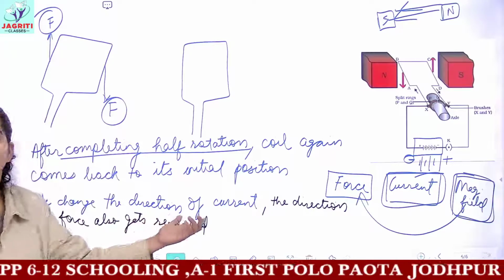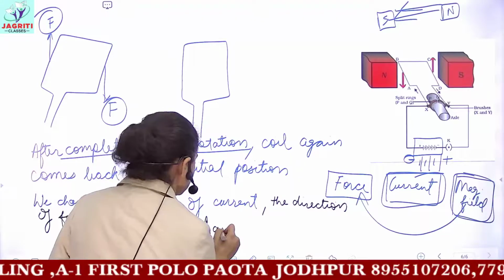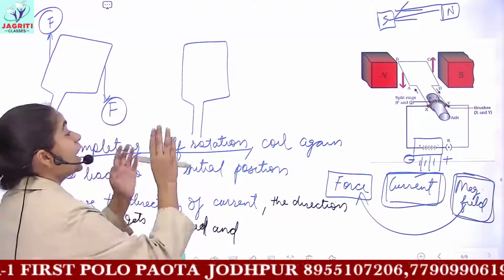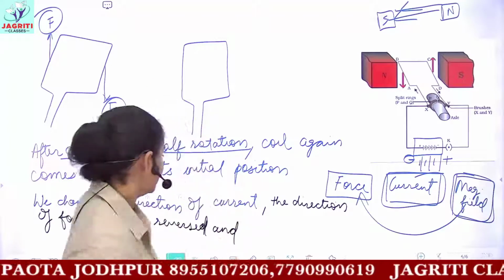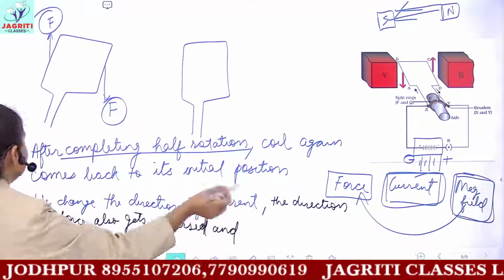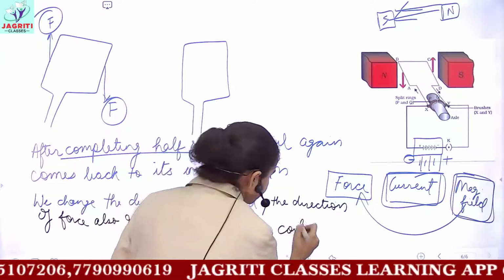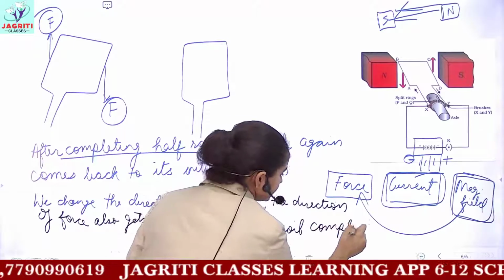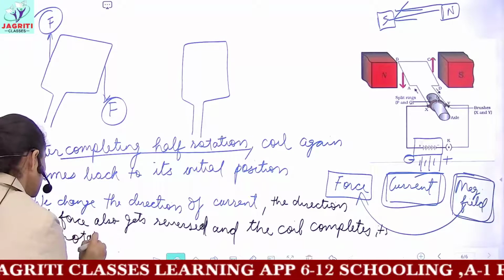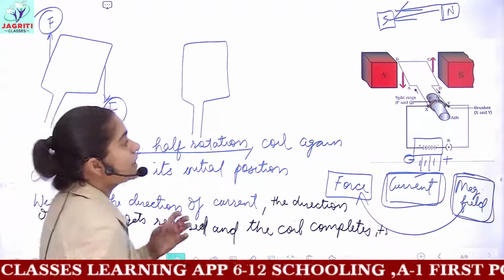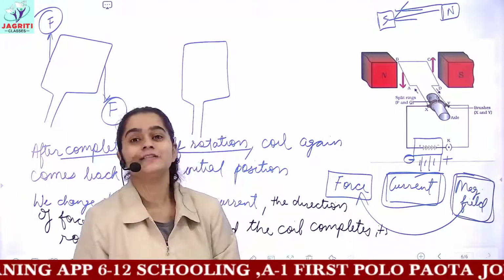Once you change the direction of current, the direction of force would also get reversed, and due to which now the coil, your rectangular coil, would complete its rotation. So when we change the direction of current, the direction of force also gets reversed, and the coil completes its rotation. So now this problem is solved. That is, now our coil is completing its total rotation or total circular motion.